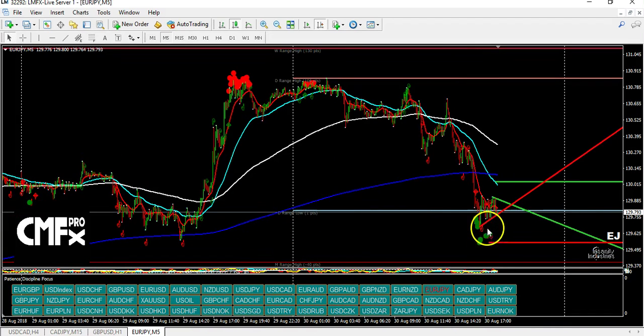All right, now we're up against low exhaustion on M5. It is at day range low. We'll have to see if it breaks trend line one direction or the other for confirmation.